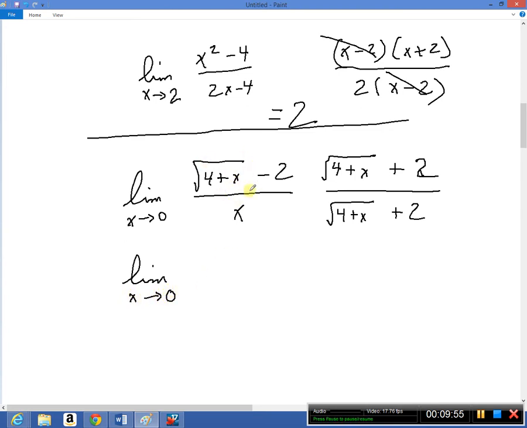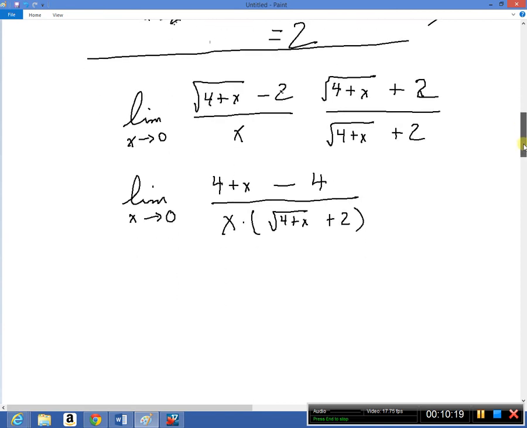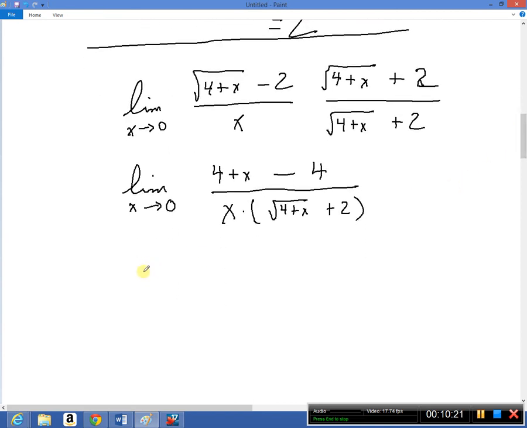So the radicals go away on top, and you're left with 4 plus x minus 2 times 2, which is 4. And the bottom, don't multiply, just leave it alone. X times square root of 4 plus x plus 2. If you multiplied that out, the very next thing you're going to have to do is factor it back out again to see the x's cancel. So that's obviously a waste of time. 4 plus x minus 4, clearly the 4's go away.